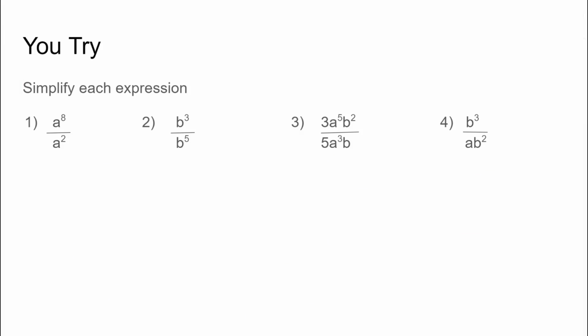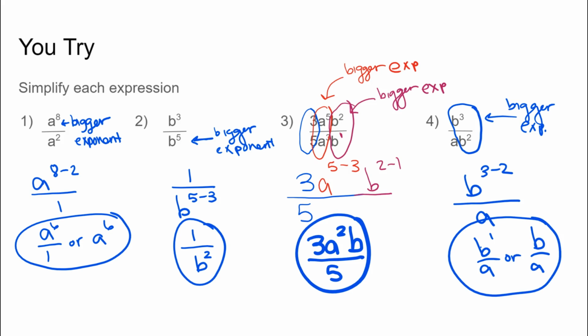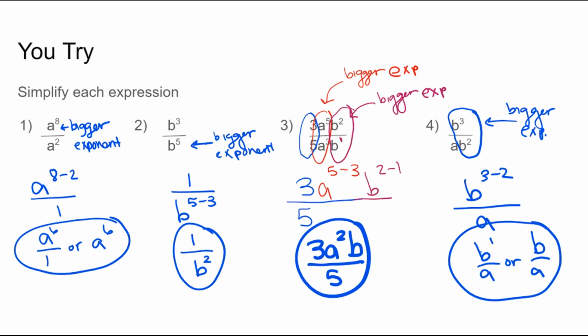You try these examples, press play when you're ready to see the solutions, and see how you did.